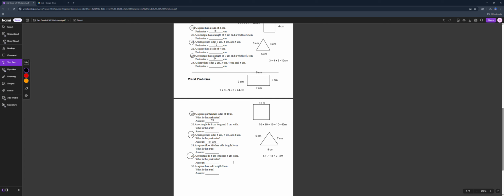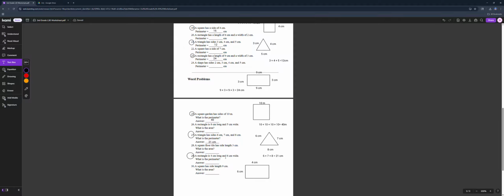Then we have number 29. A rectangle is 4 cm long and 6 cm wide. That will just look like this. So this time, the length for the long side is actually pretty short, at only 4 cm, and the width is actually larger this time, so it'll be 6 cm.